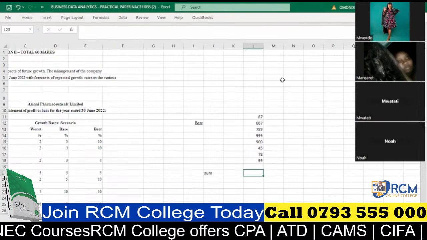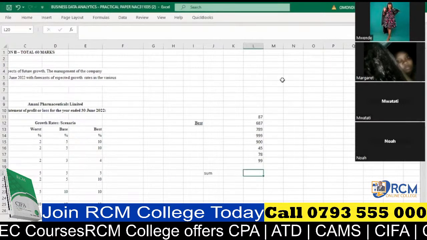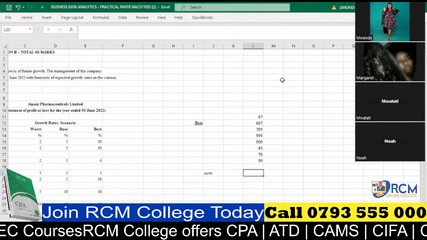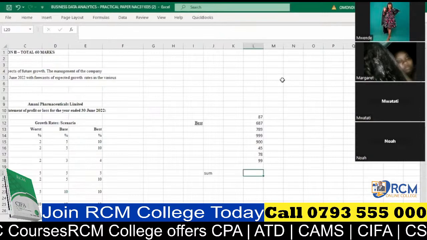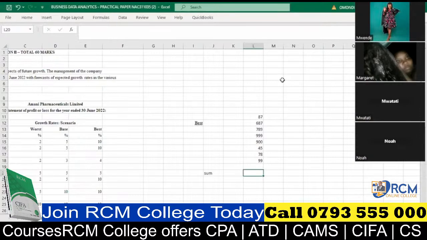Some people do not have these documents.